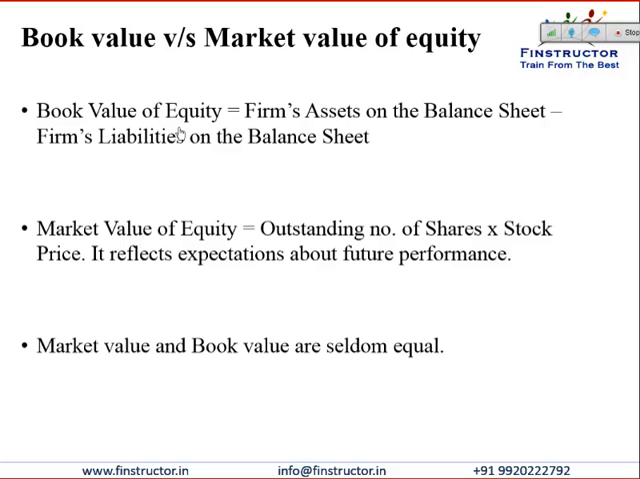So book value of equity is defined as the firm's assets minus the firm's liabilities. Market value is the outstanding number of shares multiplied by the stock price. It reflects expectations about future performance. Sometimes market value can be less than book value also. If the expectation is that future performance will be very bad, and the company's assets will reduce in value and liabilities will go up, the market value can even be lower than the book value. If the expectation is that the company's assets will grow and liabilities will reduce, then the market value will be higher than the current book value. The market value and book value are seldom equal. They're normally very different.